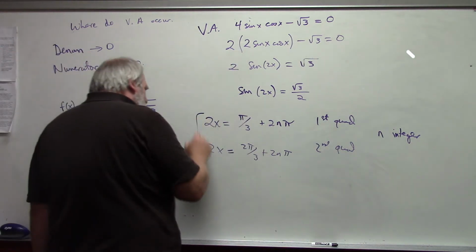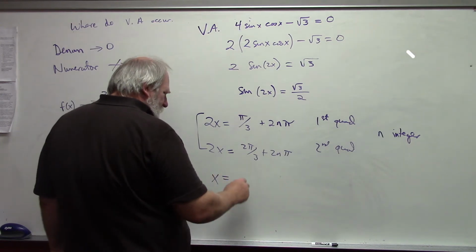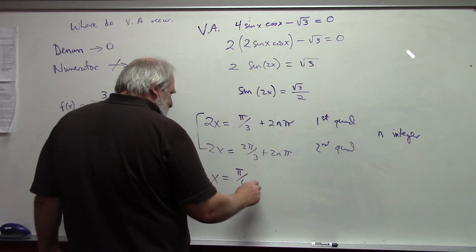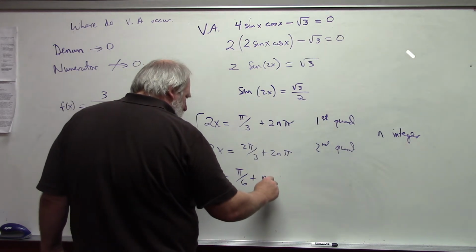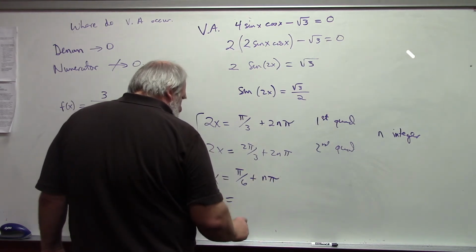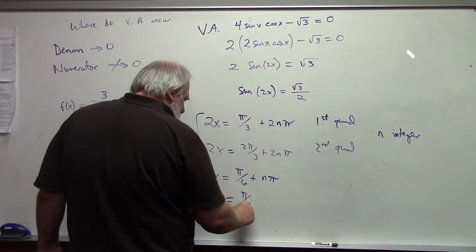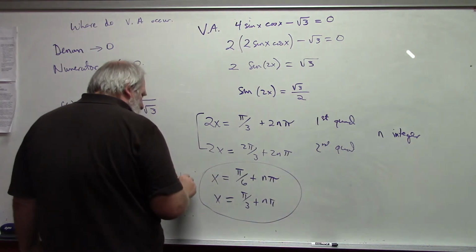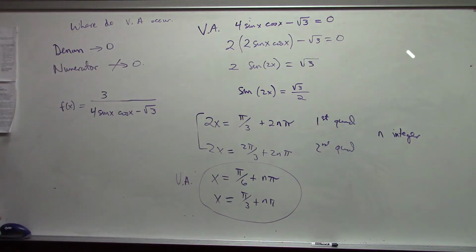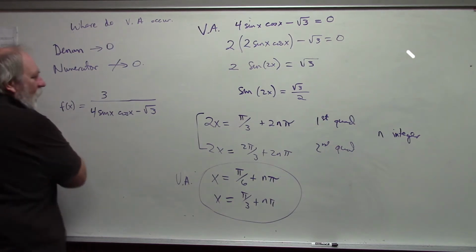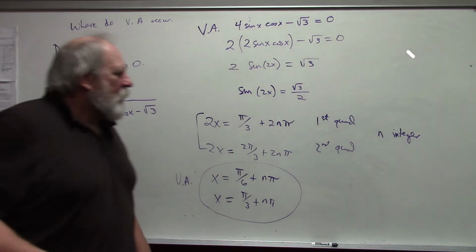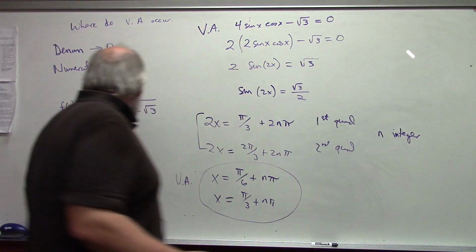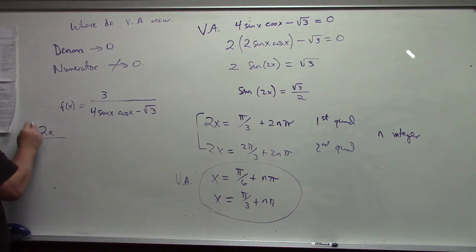Therefore, my final values are x equals pi over 6 plus n pi, or x is equal to pi over 3 plus n pi. These are all your vertical asymptotes. My last example, by the way, this example I should have mentioned is problem 2a in the homework section worked out for the vertical asymptote section.